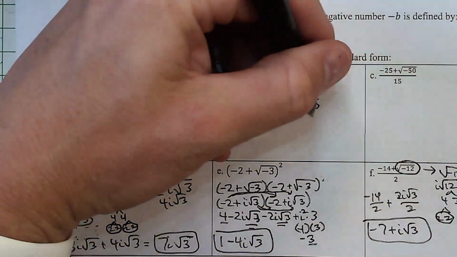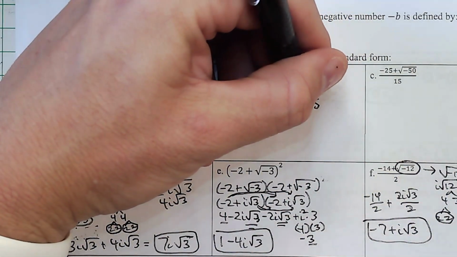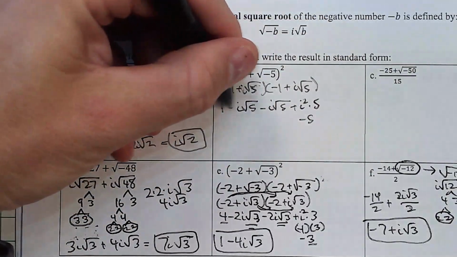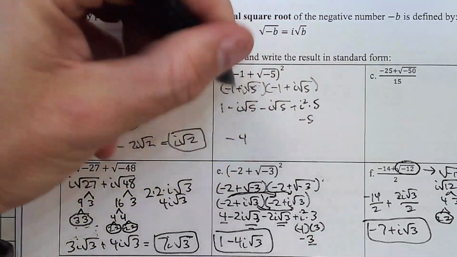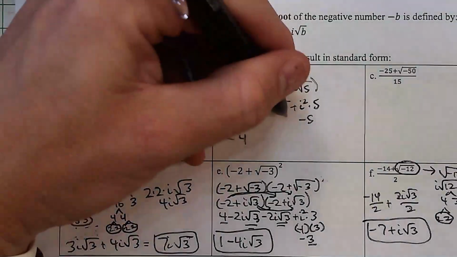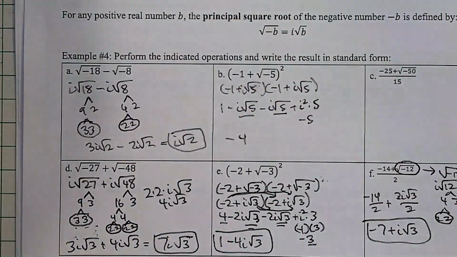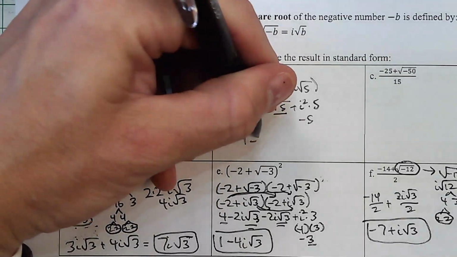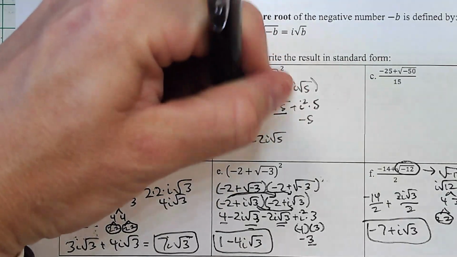What's i squared? Negative 1. So 1 minus 5 is negative 4. Then negative i square root of 5 minus i square root of 5. This is a mess. Negative 1 minus 1 is negative 2i square root of 5.